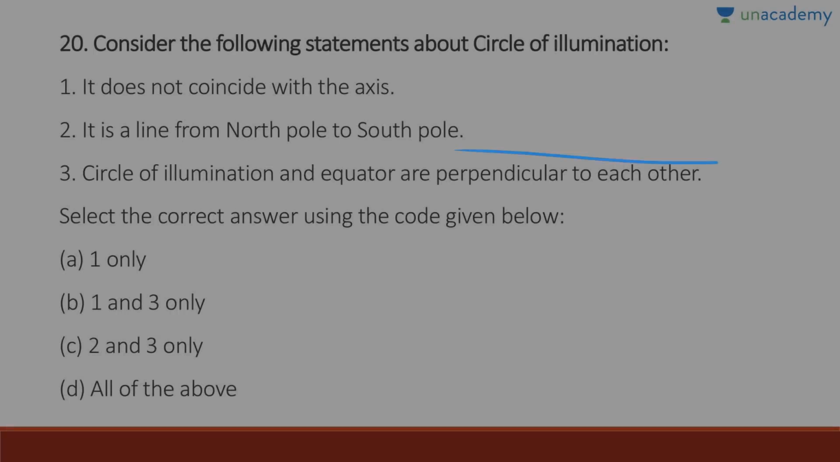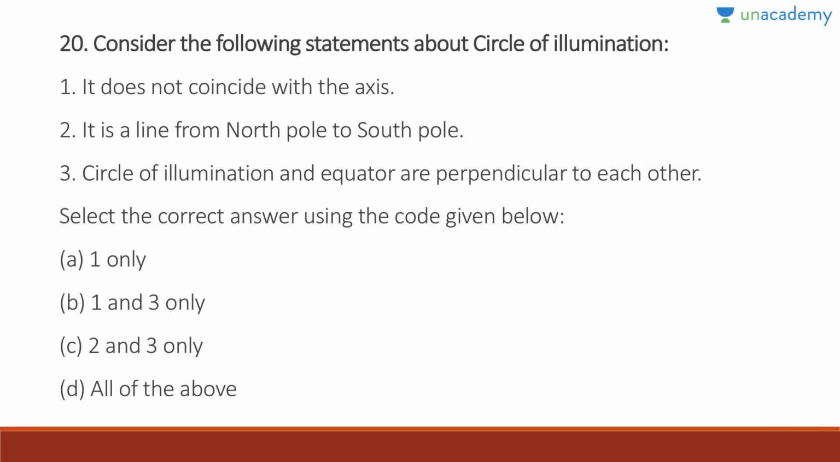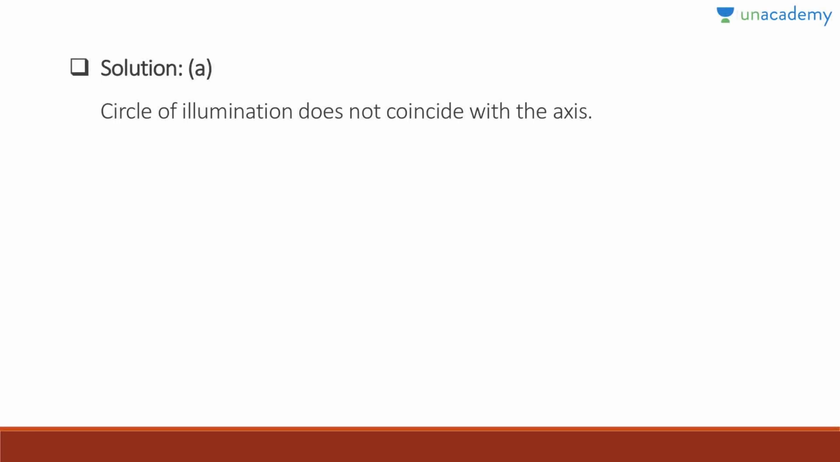So only half of the earth receives light from the sun at a time due to the spherical shape of the earth. Question number 20. Consider the following statements about circle of illumination. It does not coincide with the axis. Yes, this is correct. It is a line from north to south pole. This is wrong. Circle of illumination and equator are perpendicular to each other. This is also wrong. Answer here is A, only one. Only the first statement is correct, that it does not coincide with the axis.